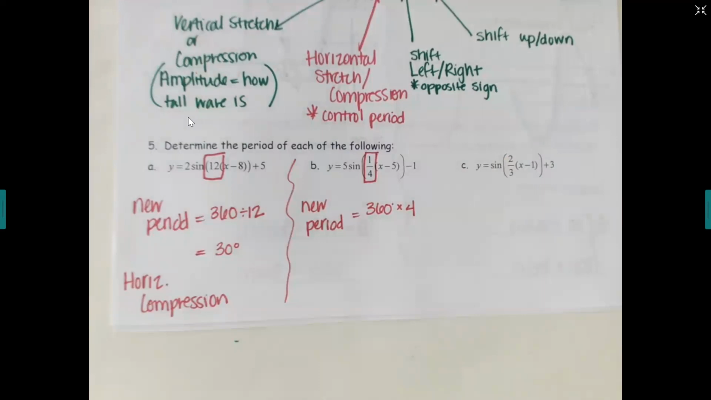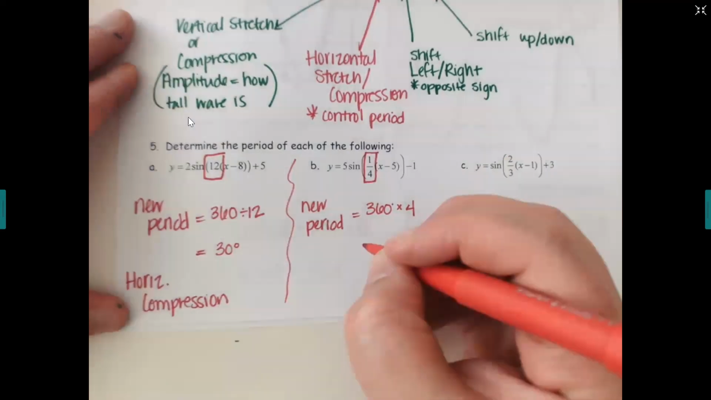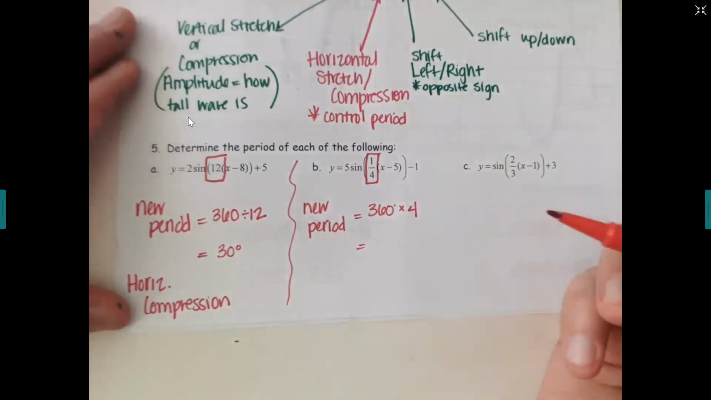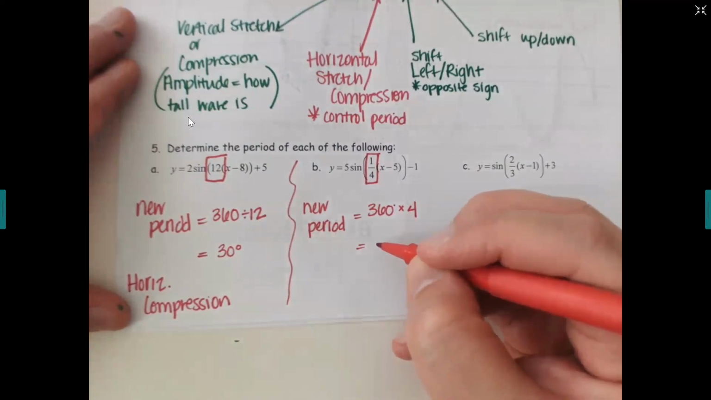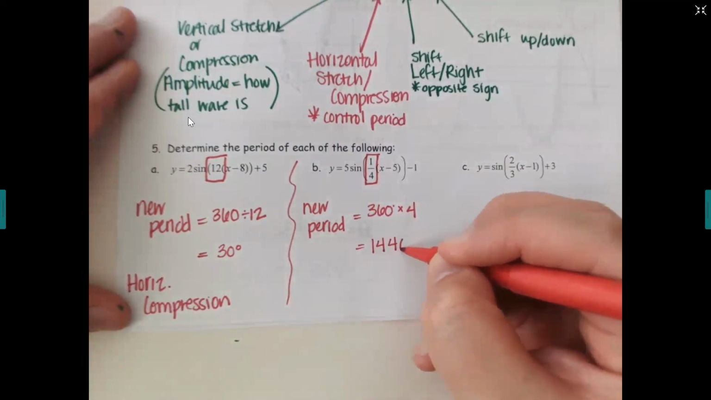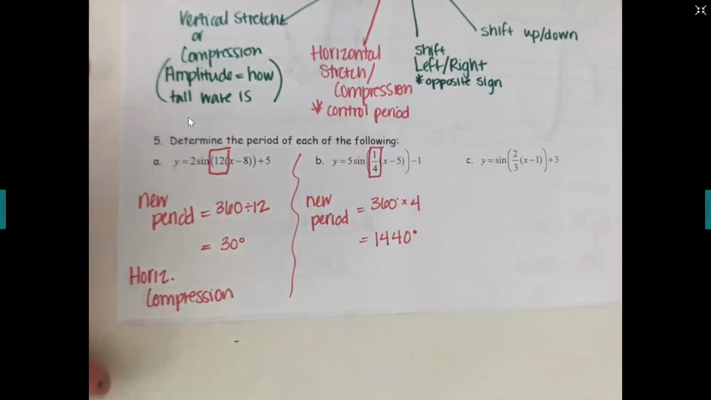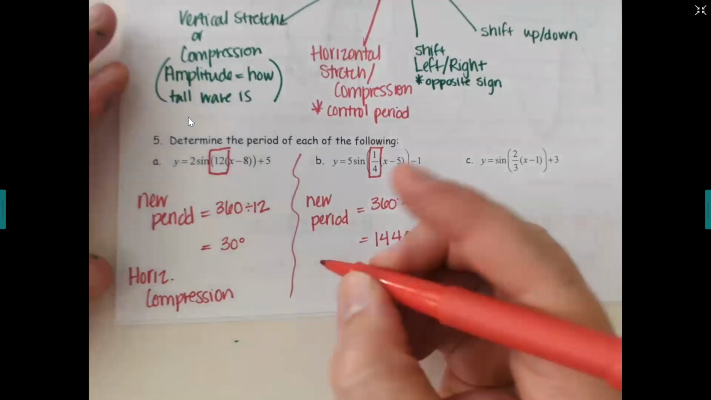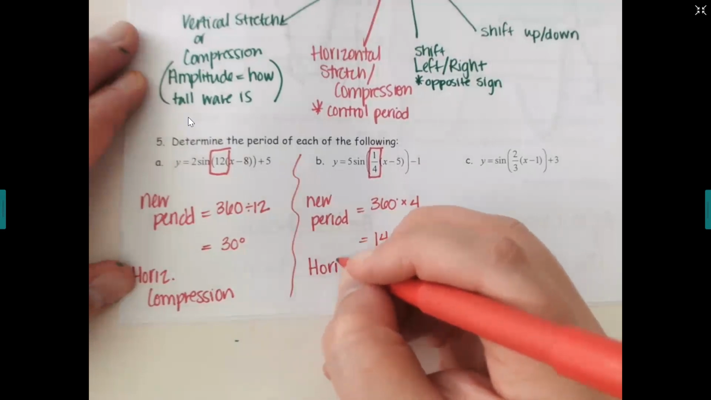So what is in your calculator? 360 times 4. 1440. Okay, and now do you imagine that would be a horizontal stretch or horizontal compression? Stretch, because it went from 360 now to being over 1,000, right? So I'm gonna put horizontal stretch.